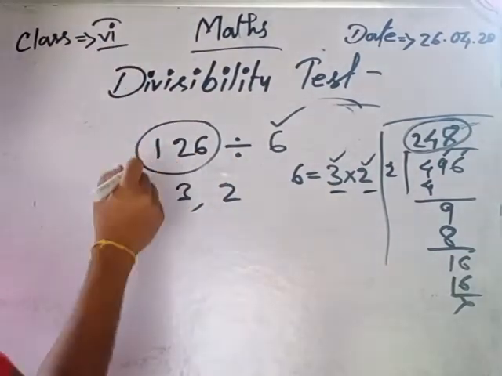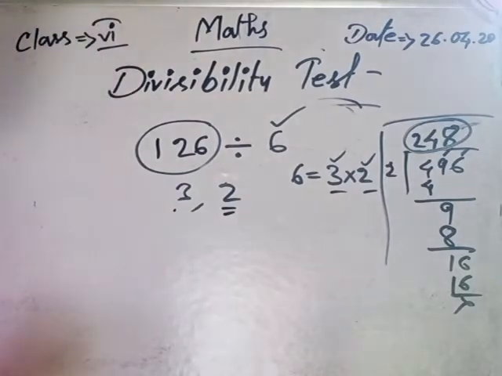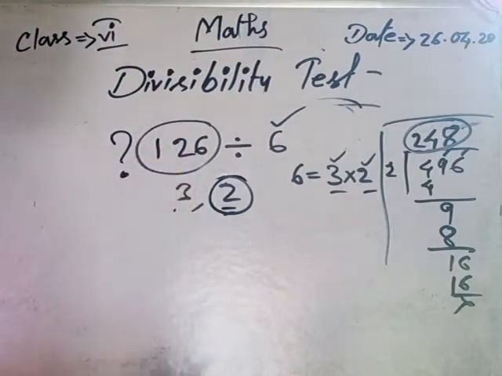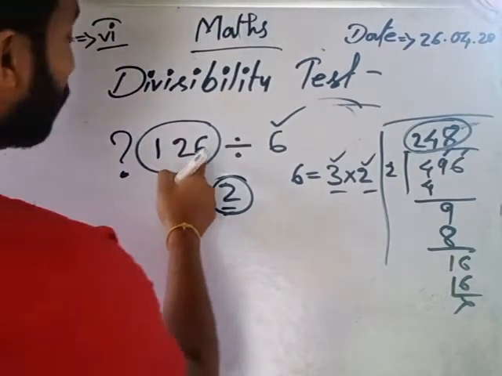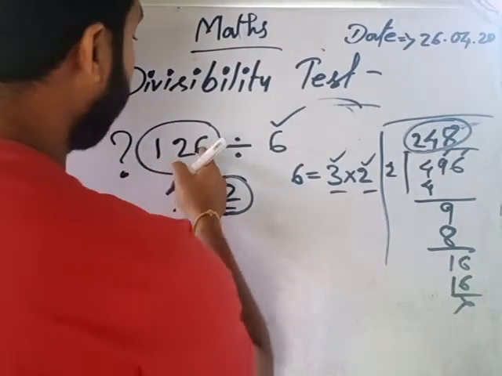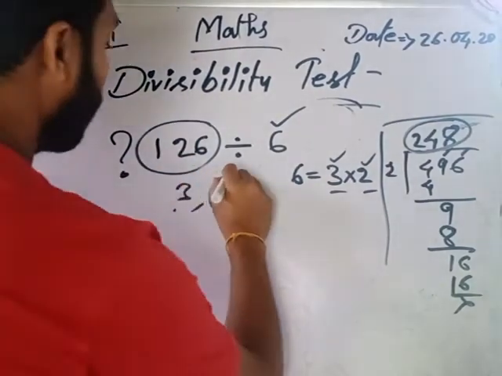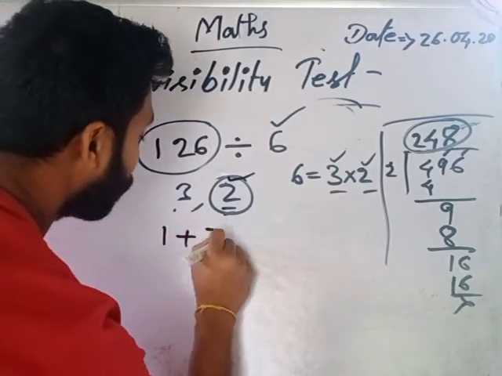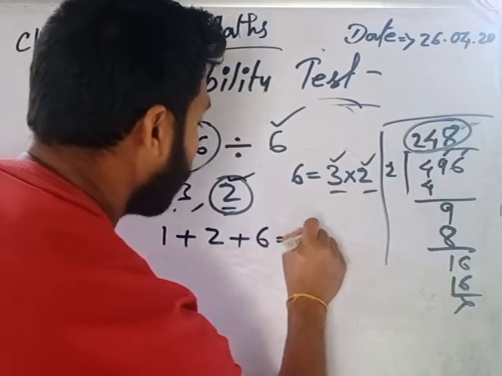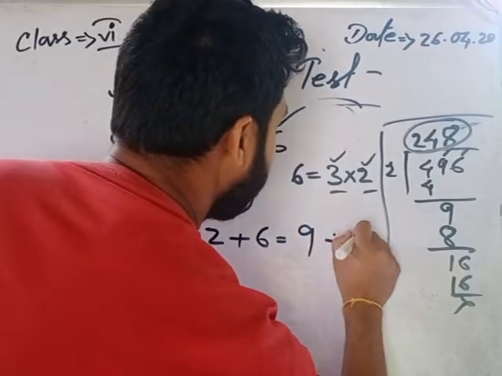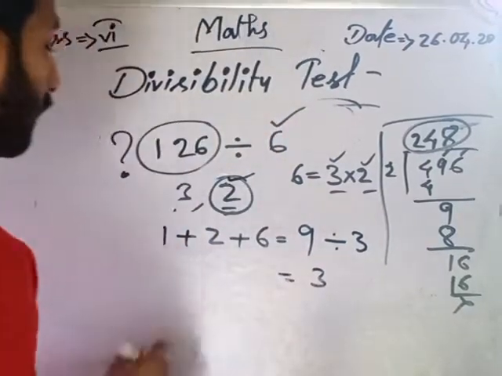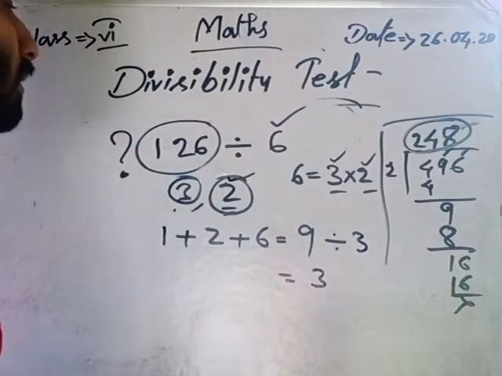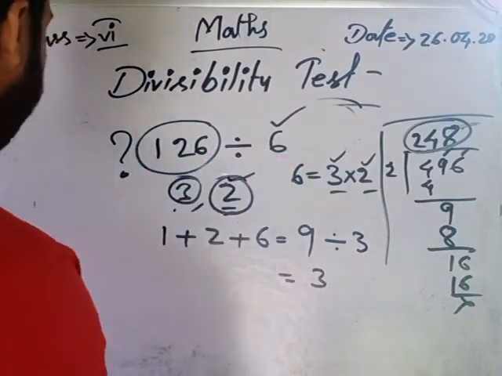That means, is it divisible by 2? Yes, it is, because the extreme right digit is 6, so this number is divisible by 2. And also by 3: 1 plus 2 plus 6 is 9, and 9 is divisible by 3. So this number is divisible by both 3 and 2, which means it is divisible by 6.